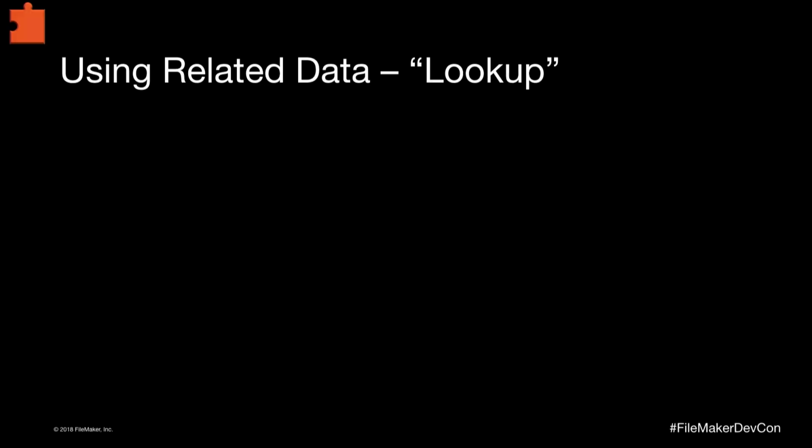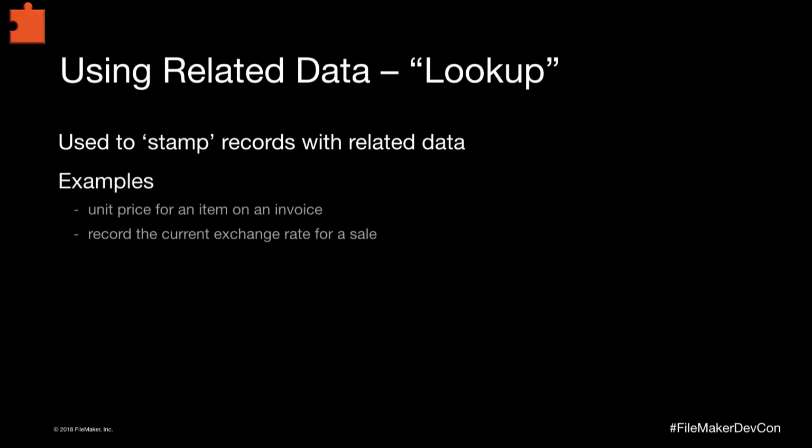The other thing we can do with related data is we can go way back to 1996 and we can do a lookup. There are still reasons why you need to do a lookup rather than a live relationship. So what you're doing with a lookup is you're effectively stamping a record with related data at a particular point in time. So common examples are things like the price for an item on an invoice.